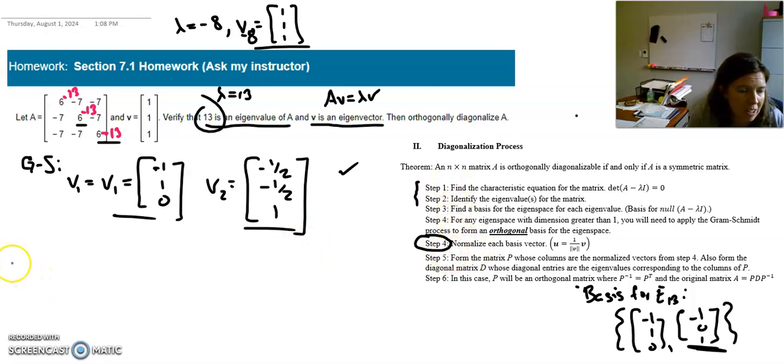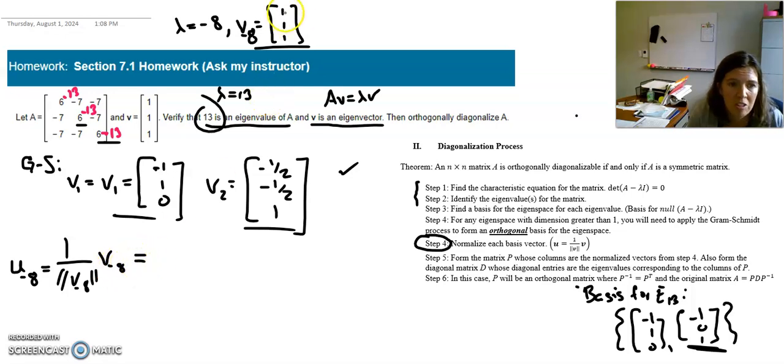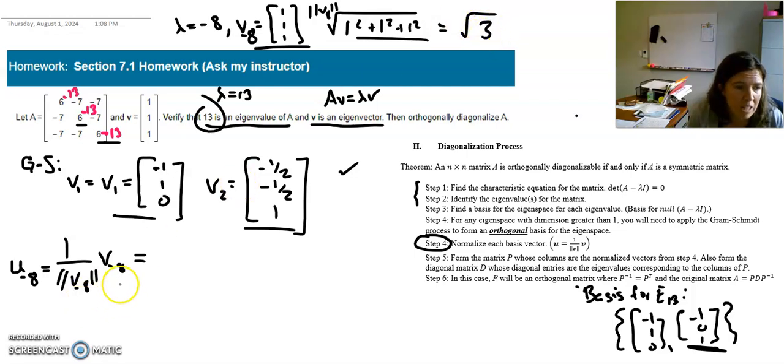So now I'll call these here U-8. To normalize a vector, you just have to do 1 over the length of that original vector times the original vector. That's how you scale the length down to 1. So the length of a vector is the square root of the sum of the squares of all the components. So it's going to be 1 squared plus 1 squared plus 1 squared. This is the length of V-8, or the norm of V-8. So that's the square root of 1 plus 1 plus 1, so square root of 3. And so this is 1 over the square root of 3 times that vector.